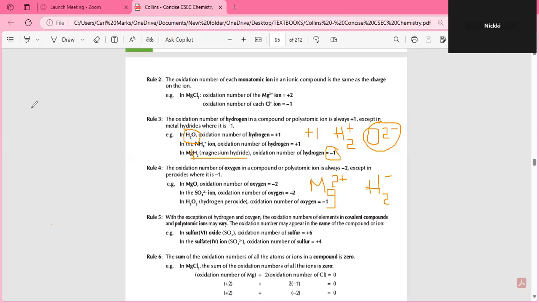That was pretty straightforward, right? So we can look at the other ion and know whether hydrogen is a +1 or a -1. Good. All right, let's go to the next rule. Rule number 4. It says the oxidation number of oxygen in a compound or polyatomic ion is always -2, except in peroxides where it is -1. Let's look at this one here.